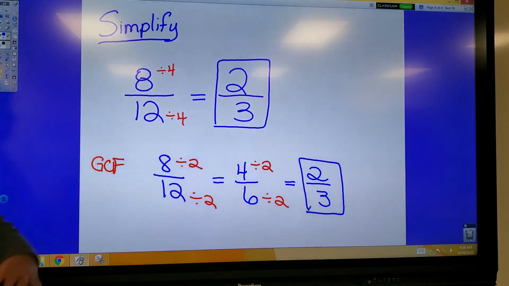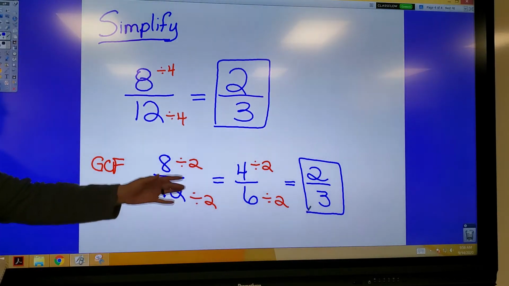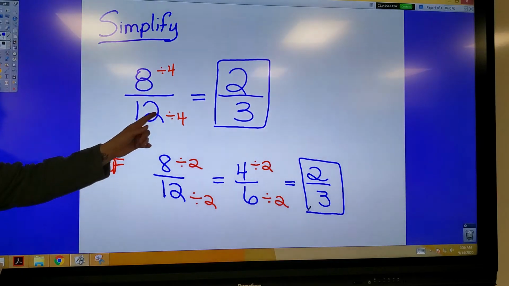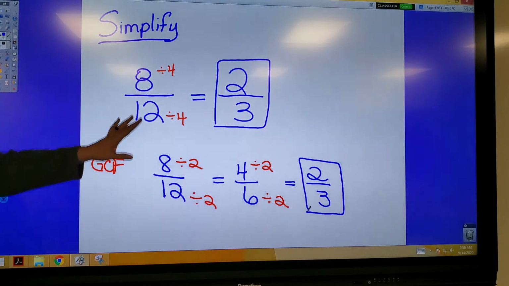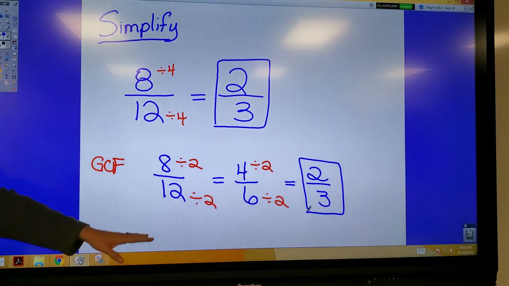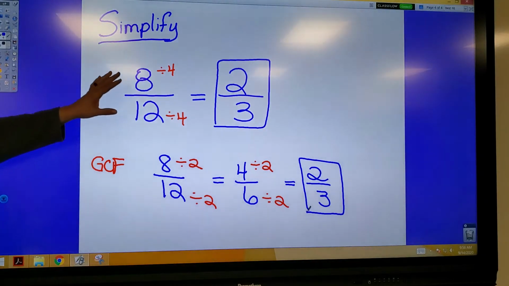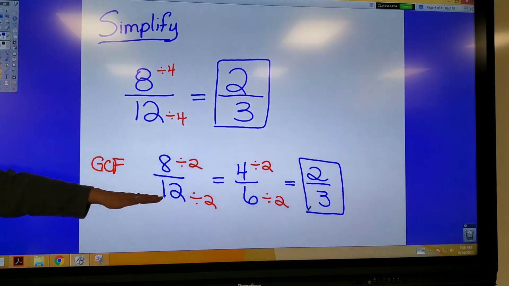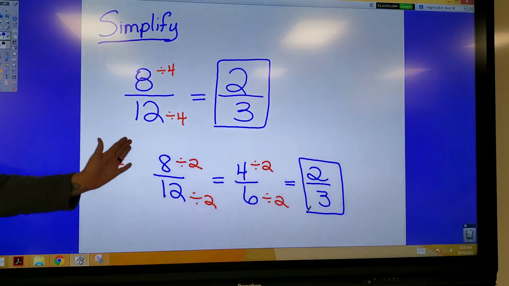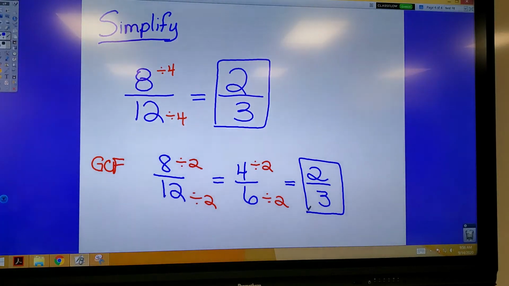So I end up with the same result. This one's a lot quicker, but this way works as well. So it's totally up to you what you prefer. If you're really good with your multiplication facts, then this first way is probably going to be easier for you because it only takes 1 step. However, if you're not, then you might have to do multiple steps. So always be thinking, can I divide them by anything else? But remember, it has to be a common factor.